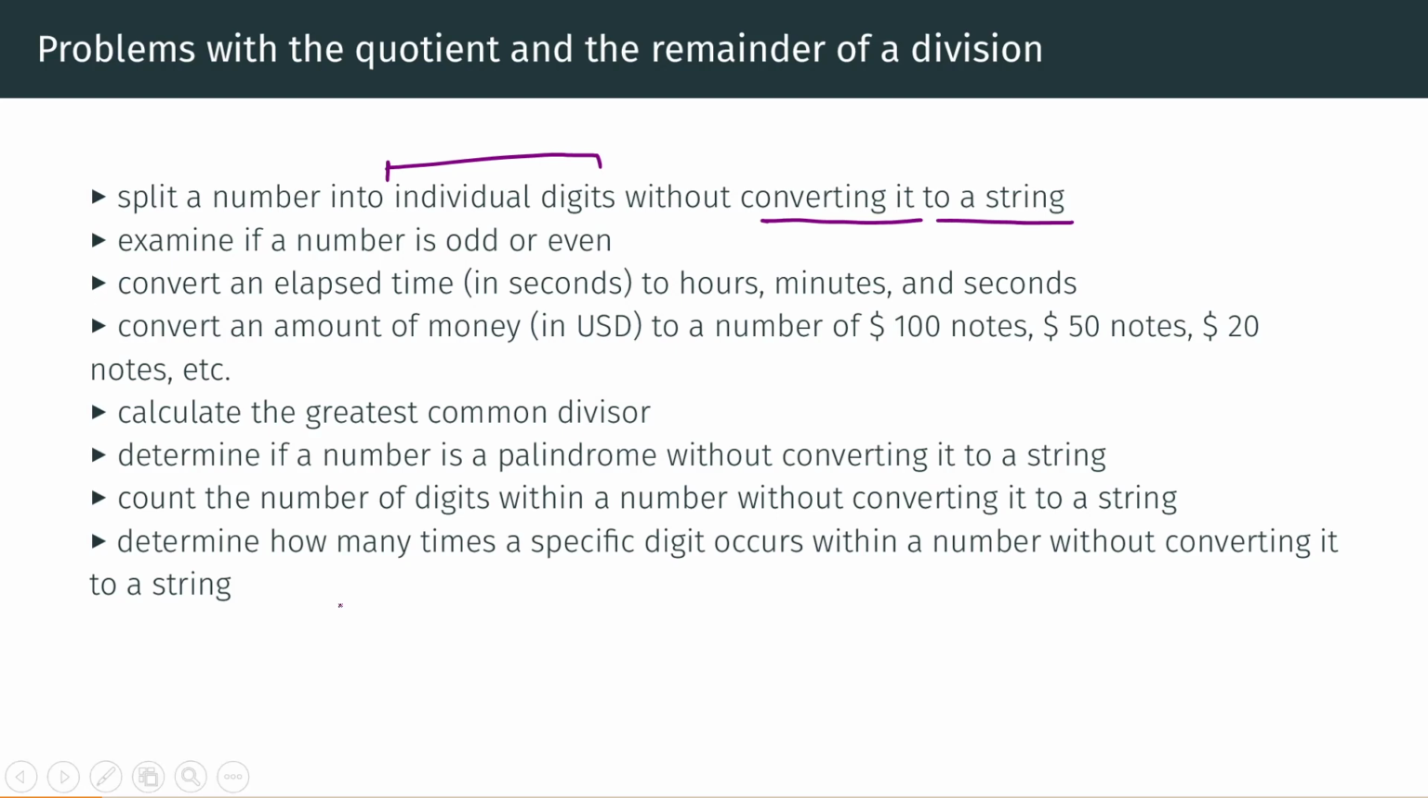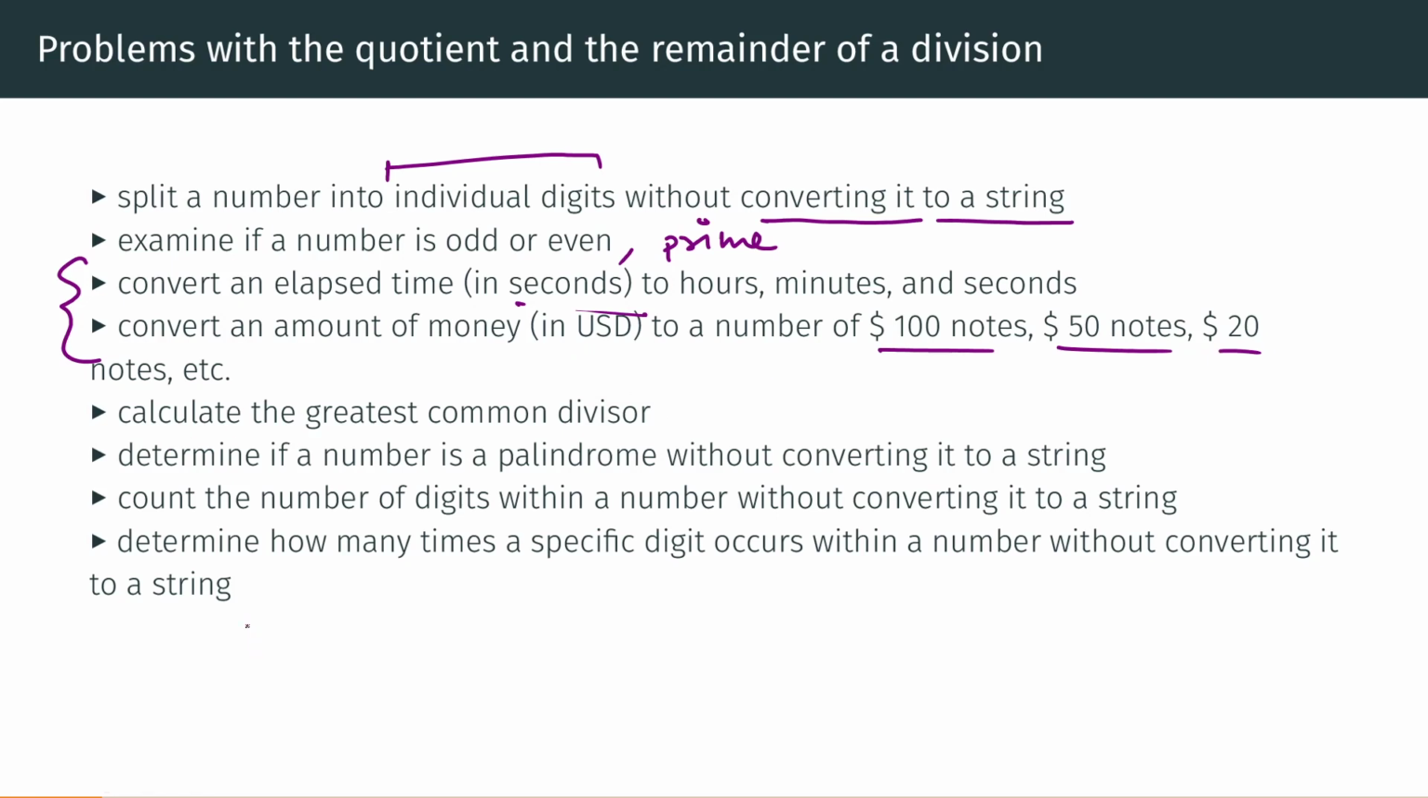If you want to examine if a number is even or odd, or if a number is prime or not, such problems that deal with divisibility are also use cases of these two operators. The other set of examples is these two: converting elapsed time in seconds to hours, minutes, and seconds, or converting some amount of money to $100 bills and $50 bills and $20 bills and so on.